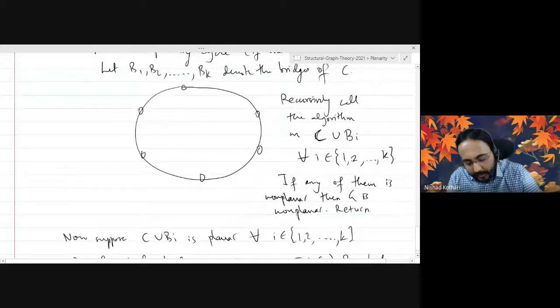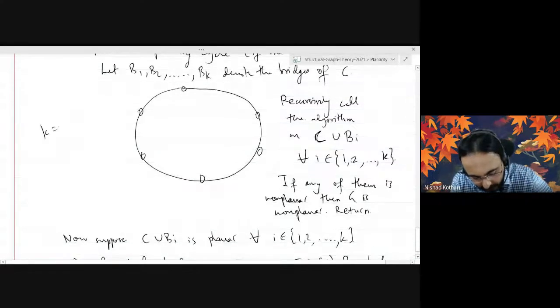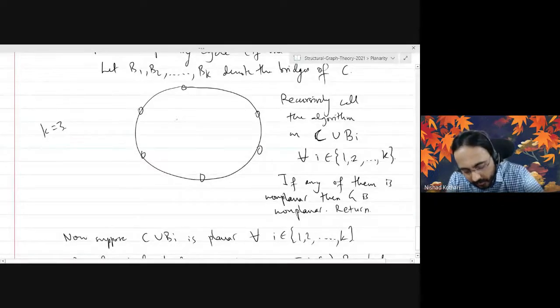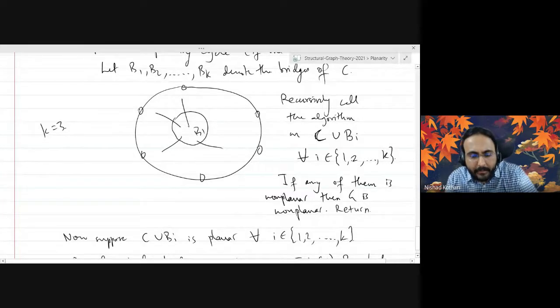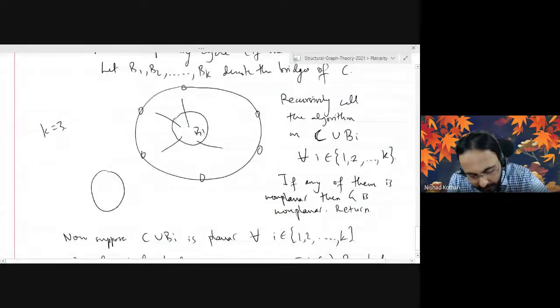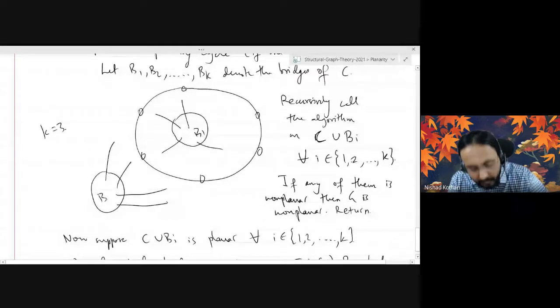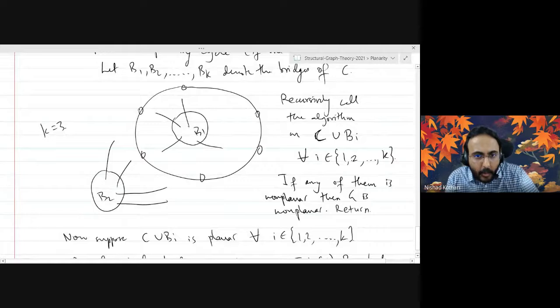Let me consider the case of k equal to 3, just for the sake of example. I look at the first bridge B1, and let's say I draw it inside. Now, if B2 overlaps with this bridge, then B2 definitely has to be drawn outside because we know that inner bridges avoid each other. So overlapping bridges both cannot be drawn inside. Now if B3 overlaps with B1, then it has to be drawn outside. But if it also overlaps with B2, then it has to be drawn inside.